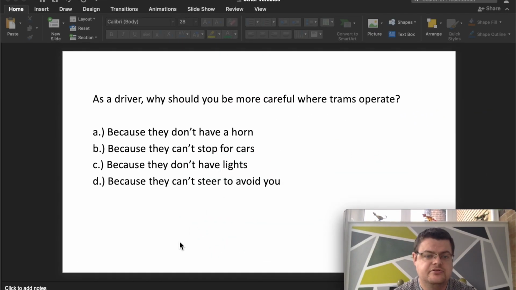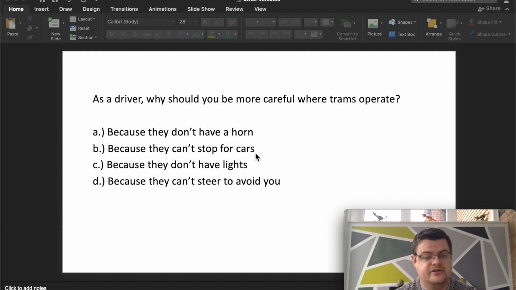So, next question. As a driver, why should we be more careful where trams operate? All these options can sound plausible, because you probably haven't driven a tram before. Because they don't have a horn? Something on the road is really going to have to have a horn. I believe it might even be a legal requirement. So a tram's going to have a horn.